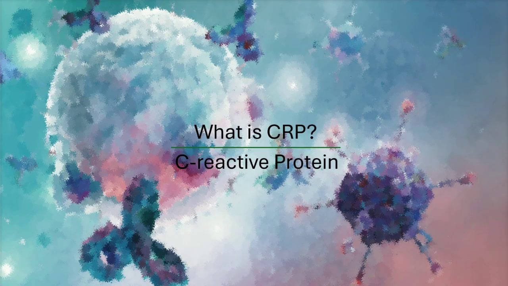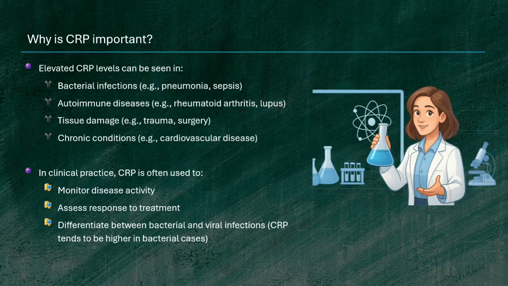What is CRP? CRP stands for C-reactive protein, a substance produced by the liver in response to inflammation. It's part of the body's acute phase response, meaning its levels rise rapidly when there's tissue injury, infection, or immune activation. These terms are used interchangeably in clinical and laboratory settings. When you see CRP on a lab report, it refers to the concentration of this protein in the blood.